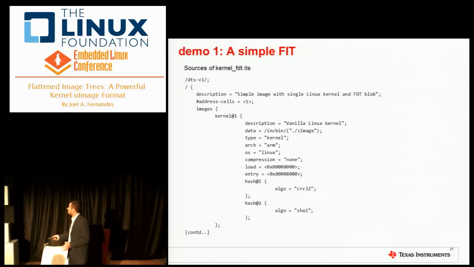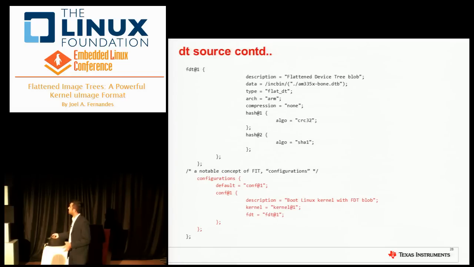So the first component is kernel. Then in this demo, the next component is the device tree blob. You can specify which device tree blob you want to embed, and this gets converted to a binary property. And again, you have the same hashes and all that on the device tree blob component of the image. Okay, so then you end the parent images node that encapsulates all these little images.